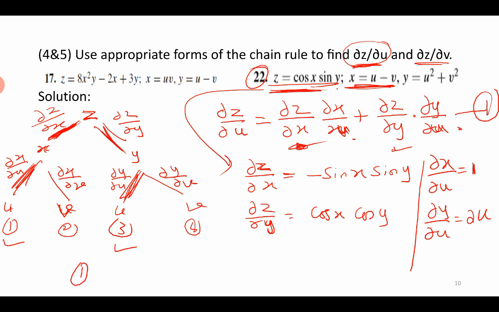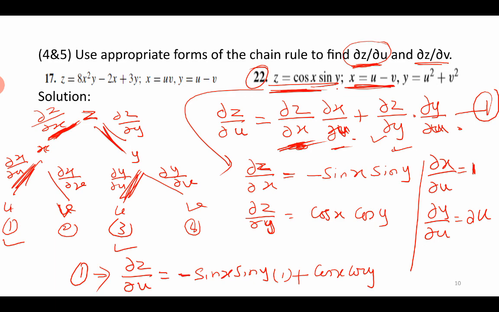So equation number 1 gives the first answer, dou z over dou u is negative sin x sin y, and this is dou z by dou x, first term. Next, dou x by dou u, which is 1, plus dou z by dou y, which is cosine x cosine y, and dou y by dou u is 2u.